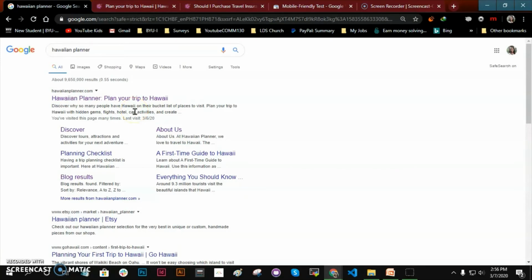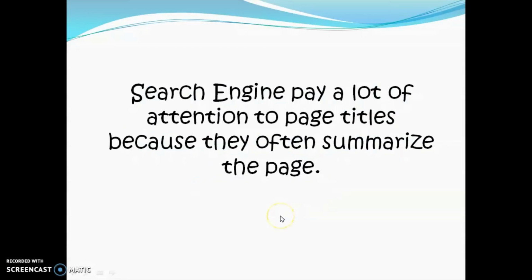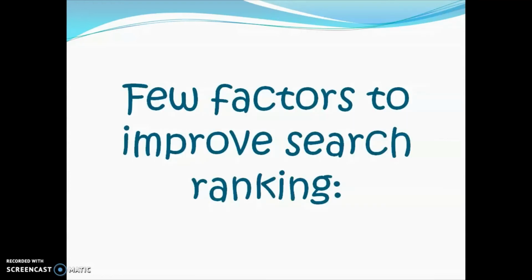Google analyzes trillions of sites each month, so if your website code is confusing and incomplete, Google will likely pass you up. So in your title tag and your meta description, make sure you include keywords. Search engines pay a lot of attention to page titles because they often summarize the page. Here are just a few factors that can help you improve your search ranking.